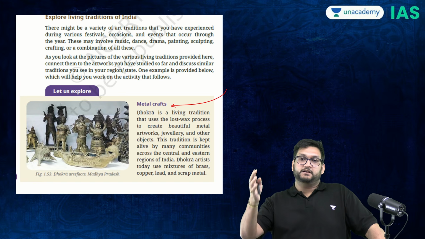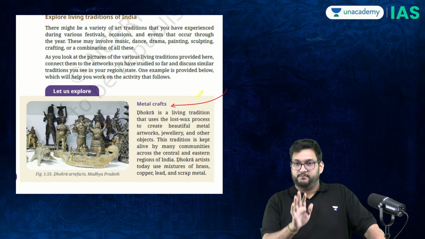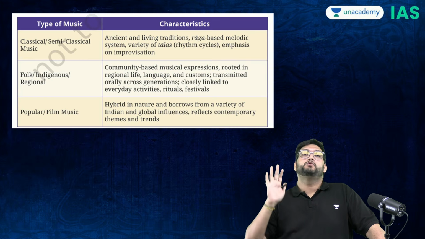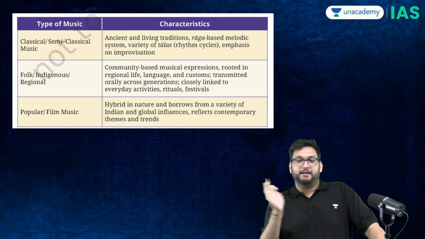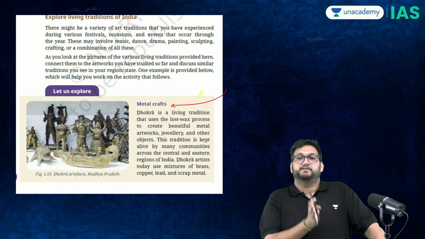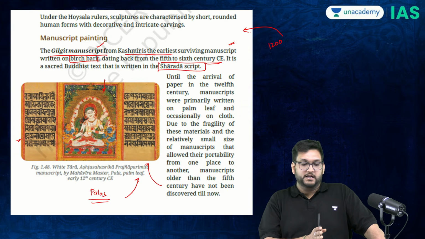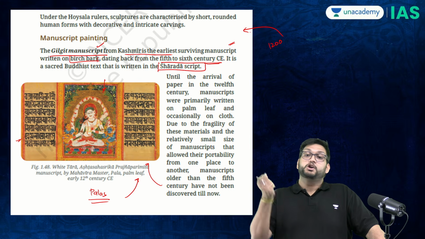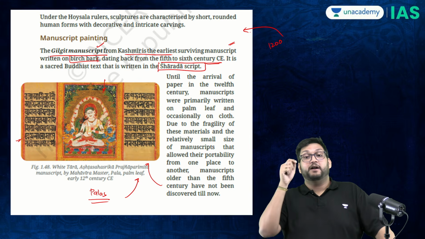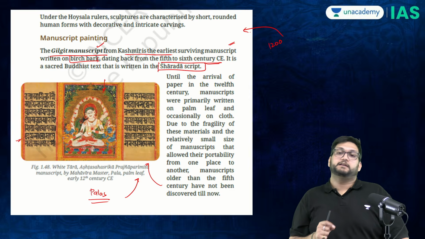Then the chapter moves on to Dokra casting, important. And then we move to the music section. Dance, drama, tradition. This chapter itself, 38 pages, is very, very important. It gives us a lot of information. You have to concentrate here itself. You have to make sure that you don't miss any details here.